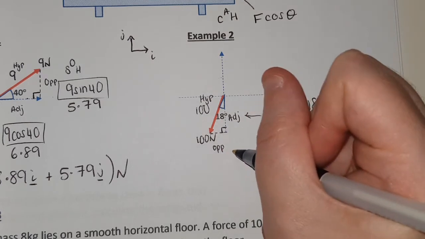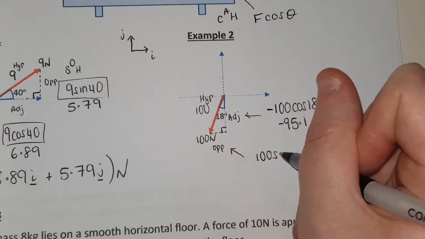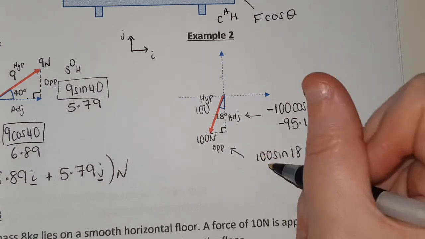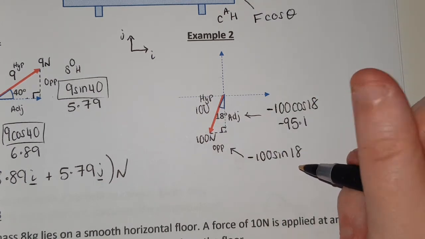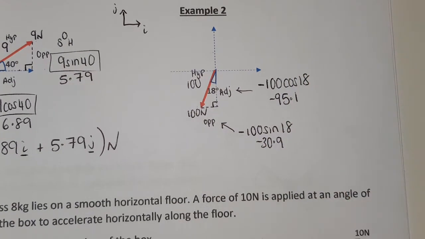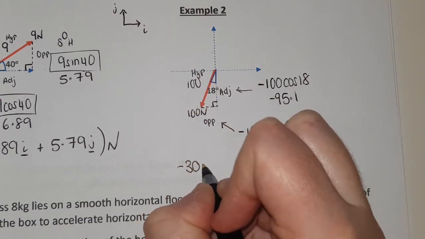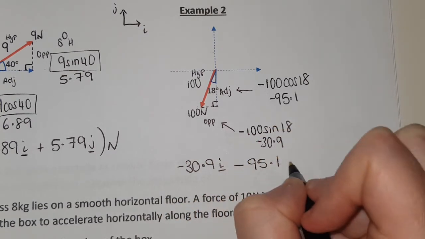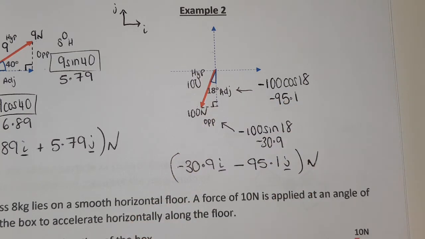If I then look at the horizontal component, it's opposite, so it's a sine one, so it's 100 sine 18. Again, it's acting in the negative direction, so it's minus 100, which saves us messing about with our angles. Chuck that into a calculator, you're going to get minus 30.9, and all we want to do is put that into i and j notation. So i is your horizontal, so we've got minus 30.9i minus 95.1j for your vertical, and it is a force, so in newtons.